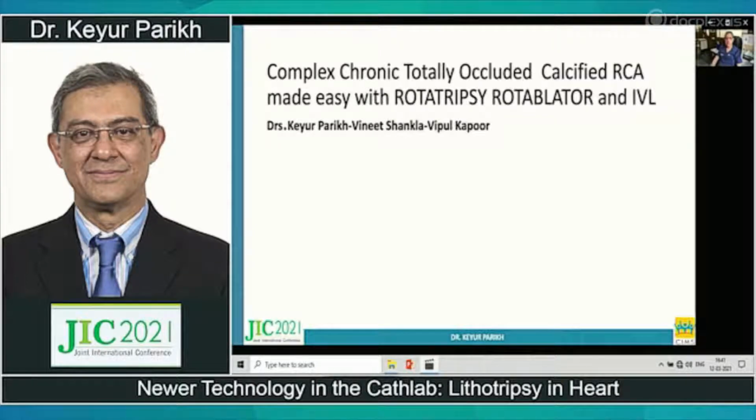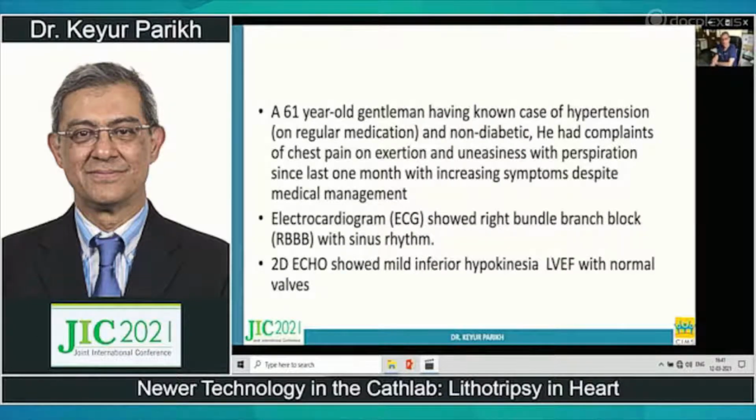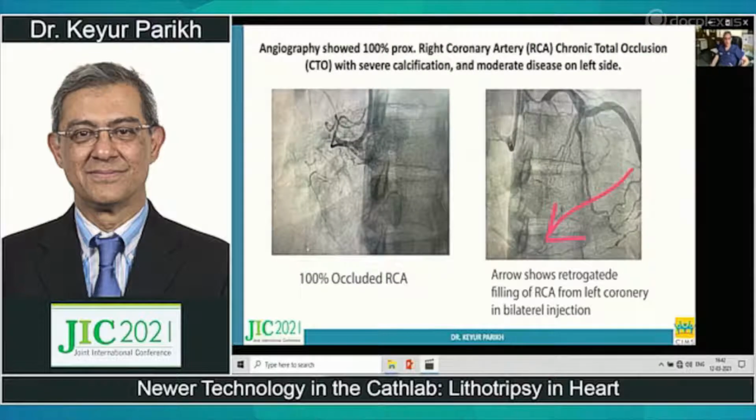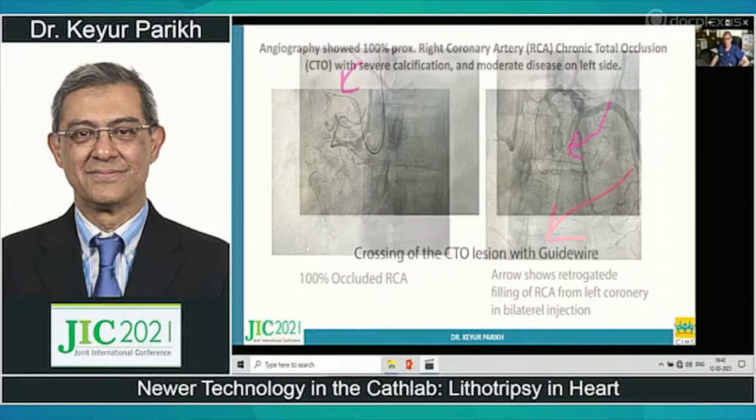This case was done a few weeks ago when a 61-year-old gentleman came to me, non-diabetic, hypertensive, with increasing angina. ECG showed right bundle branch block. 2D echo showed mild inferior hypokinesia with normal valves. As you see in the angiography view, the right coronary artery is totally occluded, and the left coronary artery supplies collateral to the right coronary artery.